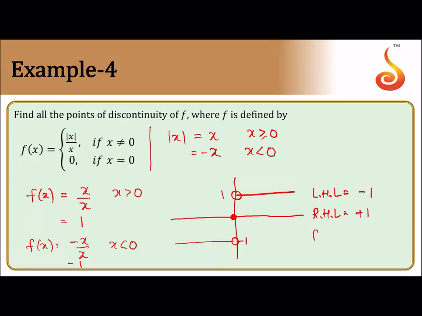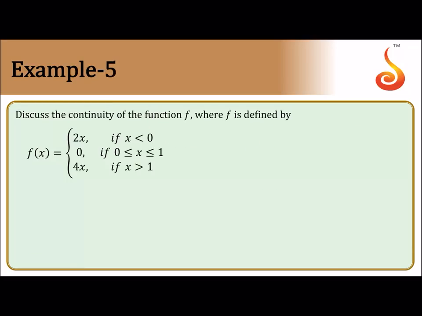So the left hand limit is equal to minus 1. The right hand limit is equal to plus 1. f of 0, which is the value of the function, is 0. So the function is discontinuous at x equal to 0. It is also called Signum x. You have studied in first year Signum x, SGN x. So the function is discontinuous at x equal to 0.